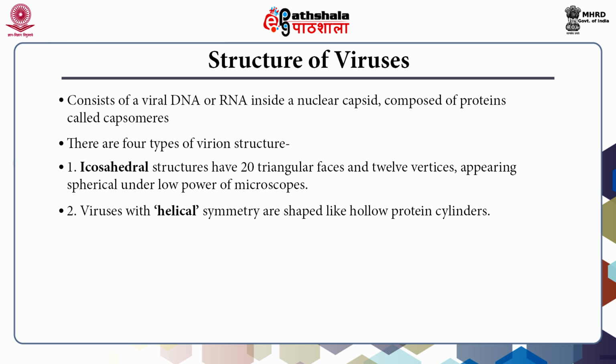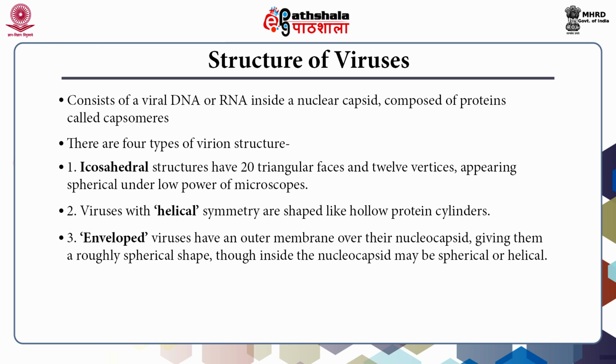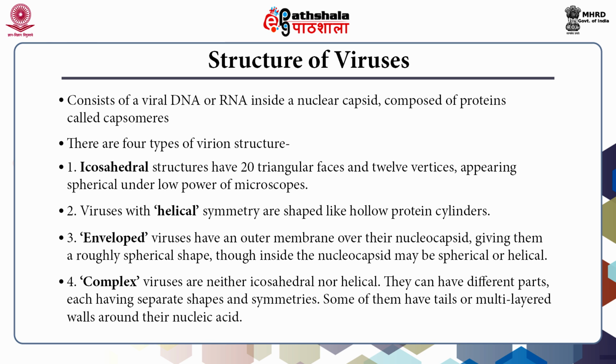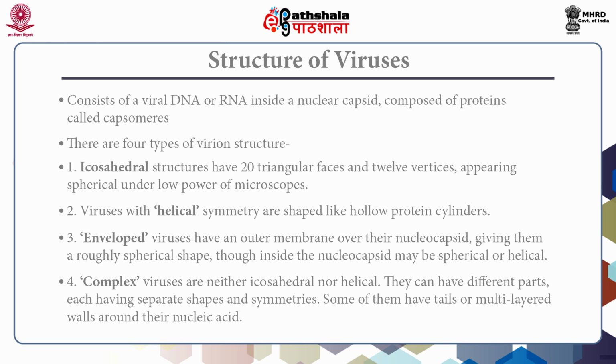Secondly, viruses with helical symmetry are shaped like hollow protein cylinders. Third structure could be the enveloped one, where viruses have an outer membrane over their nucleocapsid, giving them a roughly spherical shape, though inside the nucleocapsid may be spherical or helical. Lastly, a complex structure where viruses are neither icosahedral nor helical. They can have different parts, each having separate shapes and symmetries. Some of them have a tail or multi-layered walls around their nucleic acid.